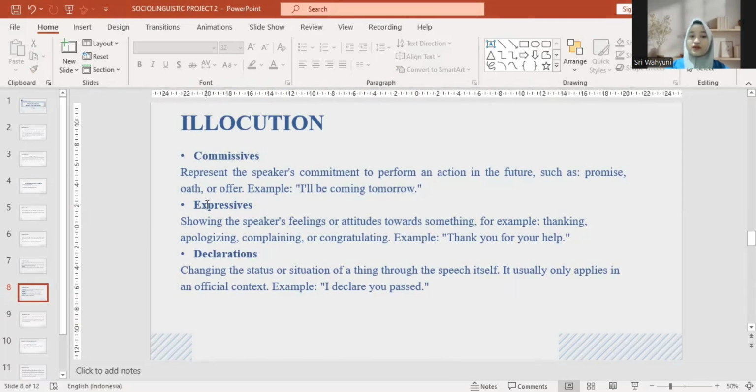And then next, expressive. It shows the speaker's feelings or attitudes towards something. For example, thanking, apologizing, complaining, or congratulating. For example, thank you for your help.